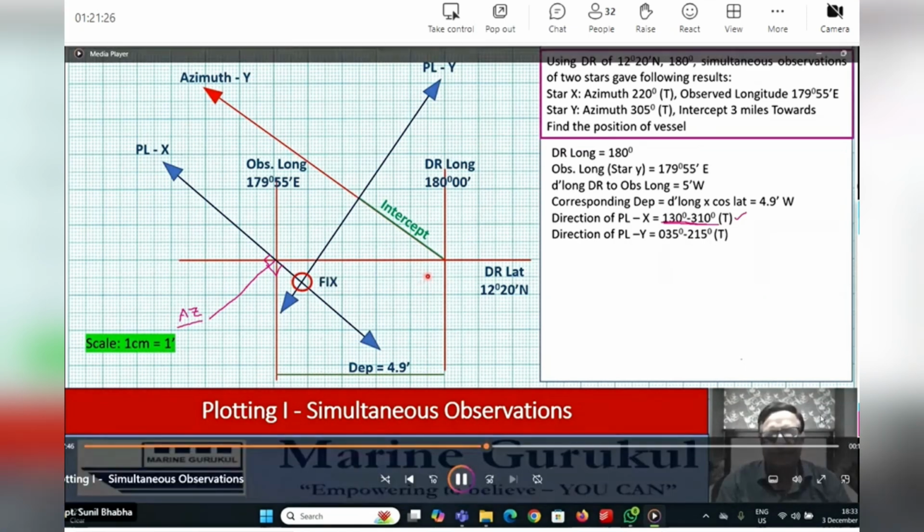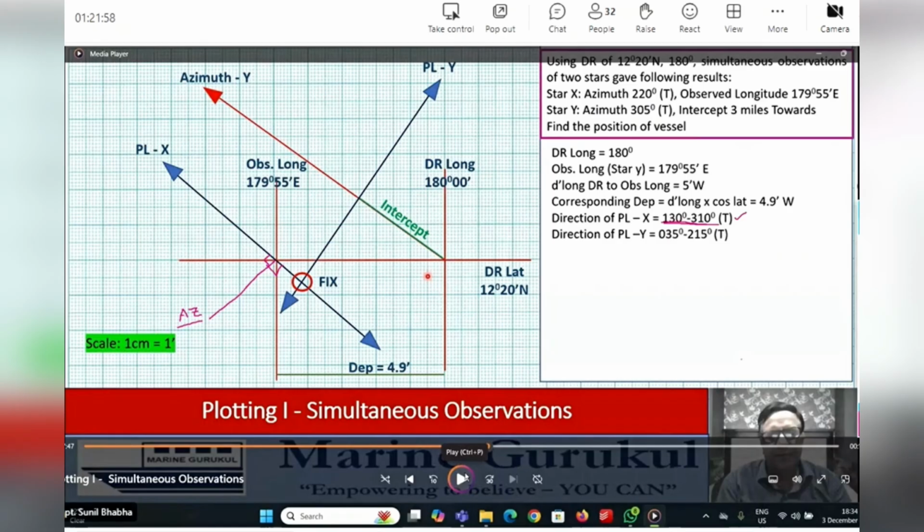Sir, in the previous questions, cos mean lat we have used as observed lat, correct? And mean lat means we should be adding the two and dividing by 2 to get the mean lat, right? Okay, beta. Now listen carefully, beta. When we are doing plane sailing calculation, the mean lat is the mean of the latitude of initial position and final position.